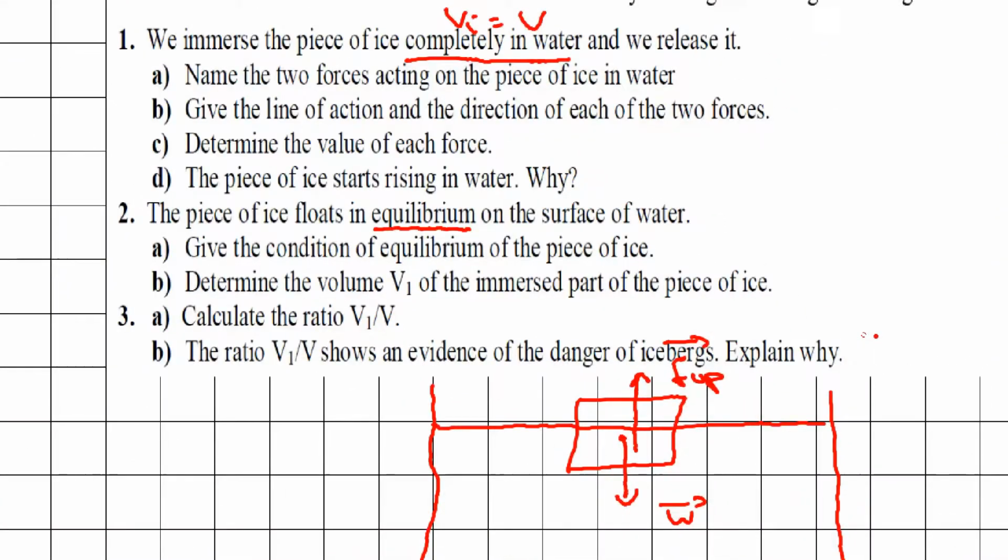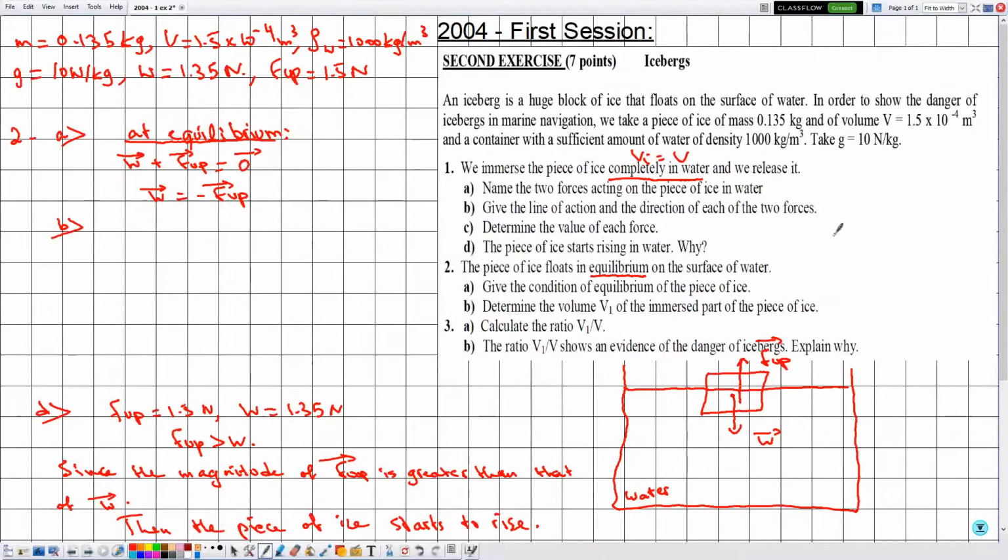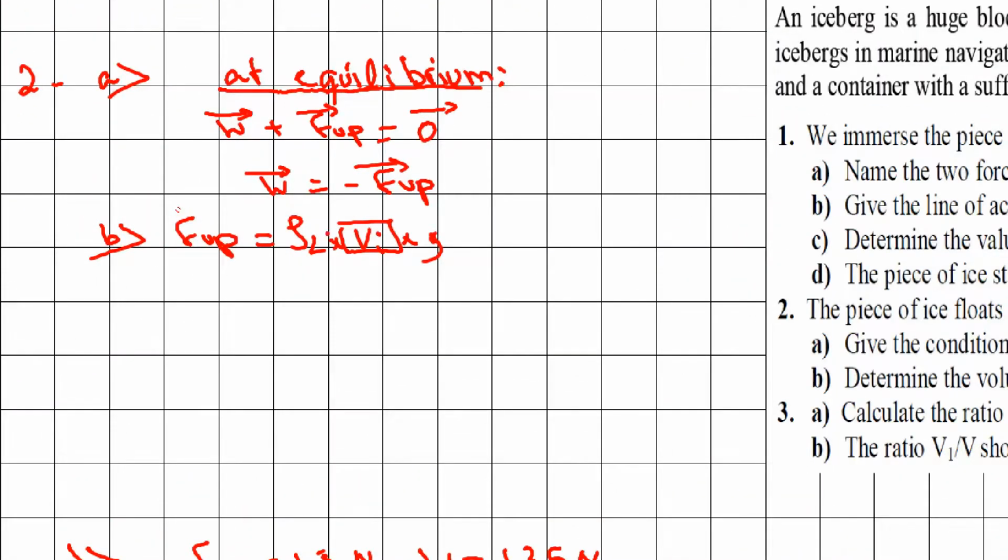Part B, determine the volume Vi of the immersed part of the piece of ice. So we know that the volume of the immersed part appears in the following equation only, that F upthrust is equal to the density of the liquid times Vi times g. So let me write this equation here. We are interested in determining the value of Vi. In order to determine the value of Vi, we need to know the value of g. So this is done. We have it. We need to know the density of the liquid. So this is done. And it's left to determine the value of F upthrust.